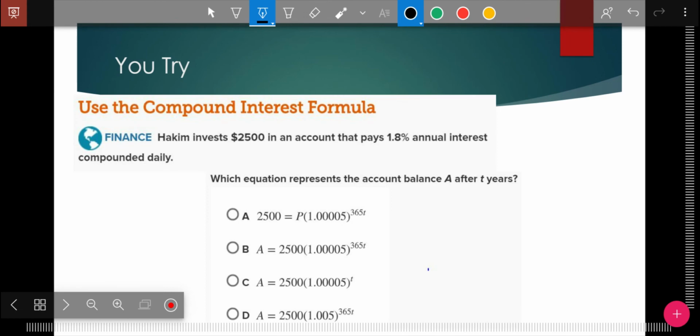All right, you try. You can pause the video here. I'll talk about it in a second, and I'll even talk about kind of a shortcut in case you don't know how they got the 0.005. Pause now if you need to.